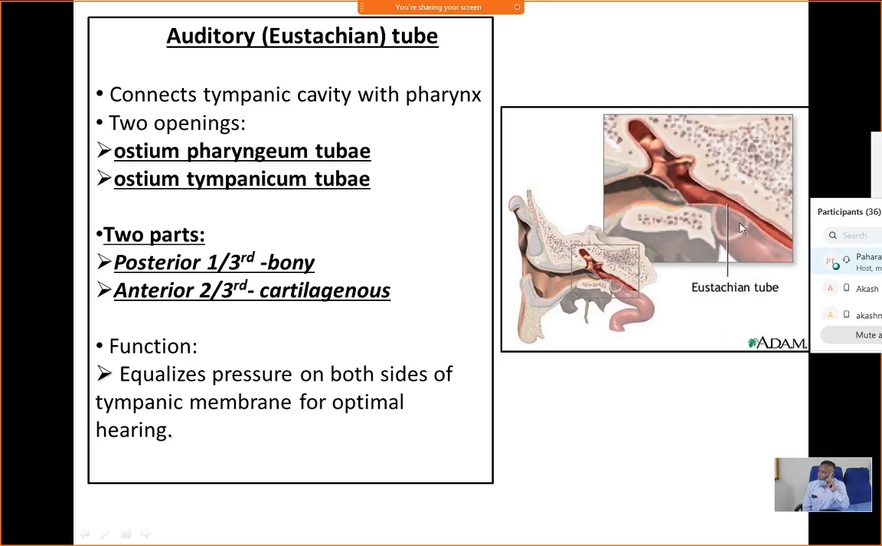You just think of our external acoustic meatus. What happens there? Our outer 2/3 is cartilaginous, while the inner 1/3 is bony. Here also, the posterior 1/3, that means towards the medial side, towards the middle ear cavity, is bony, while the outer part is cartilaginous. Just similar to our external acoustic meatus. Then function: it equalizes the pressure on both sides of the tympanic membrane for optimal hearing.